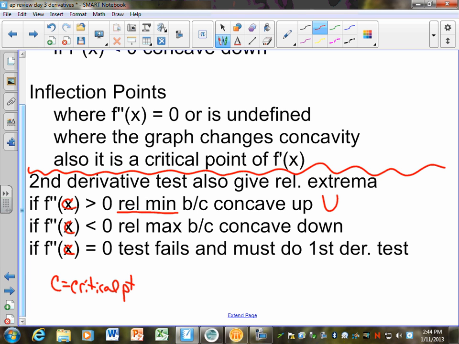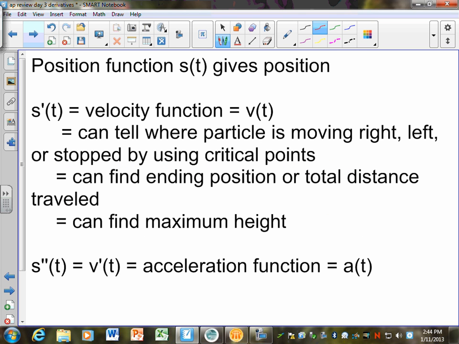Okay? And then the last thing I want to talk about with derivatives is something that we're going to talk about over and over again: position, velocity, acceleration. I can promise you that you're going to see multiple questions on both the free response and the multiple choice over position, velocity, acceleration, and a whole bunch of different stuff. This is not the only time we're going to talk about this, but just a little reminder that if I use s of t for my position function, when I take the derivative of that, I get the velocity.